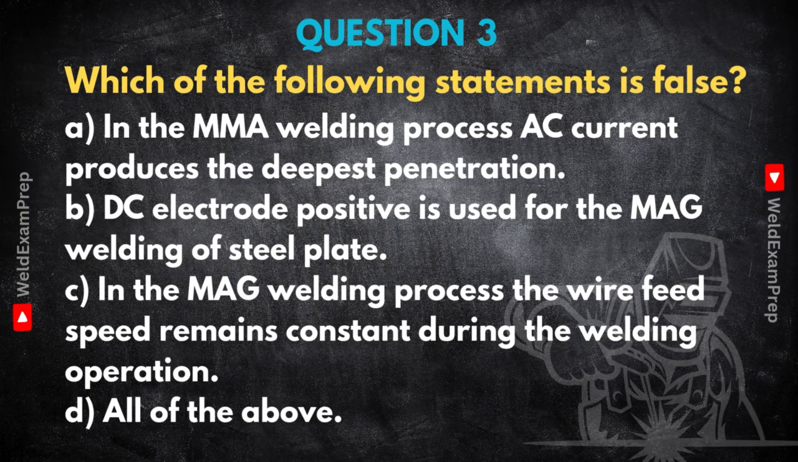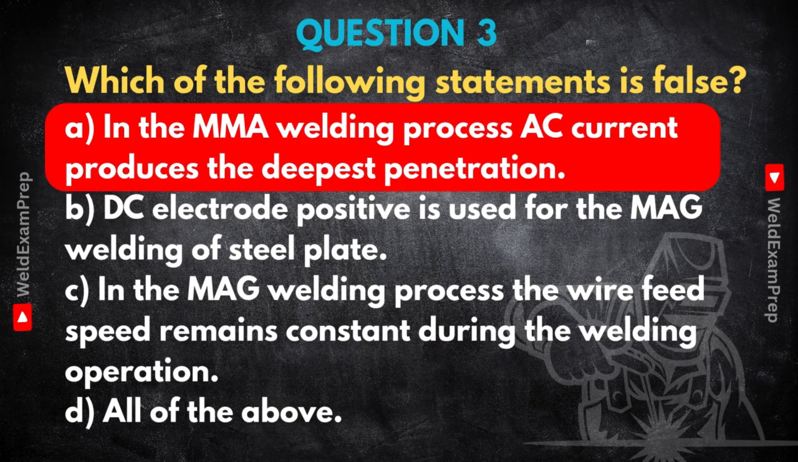Okay. The false statement here, which makes it the correct answer to the question, is A. In the MMA welding process, AC current produces the deepest penetration. That's false. That's generally false, yes. For MMA, or stick welding, it's typically DC electrode positive, DCEP, sometimes called reverse polarity, that gives you deeper penetration compared to AC. AC tends to give more of a medium penetration because the current is alternating back and forth. DCEP focuses more heat at the workpiece, digging in deeper, especially with certain types of electrodes.